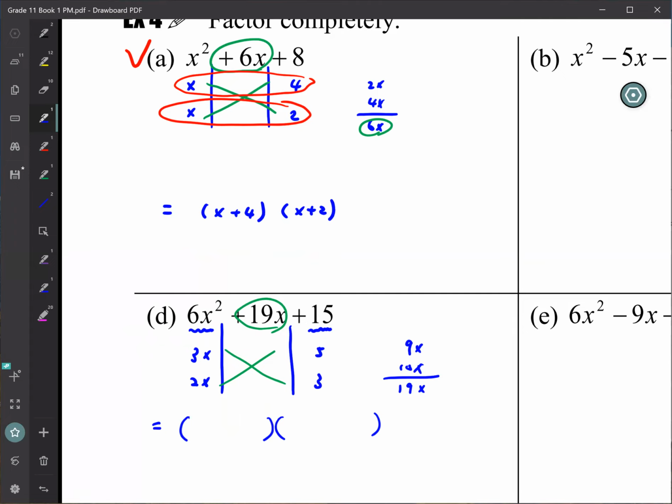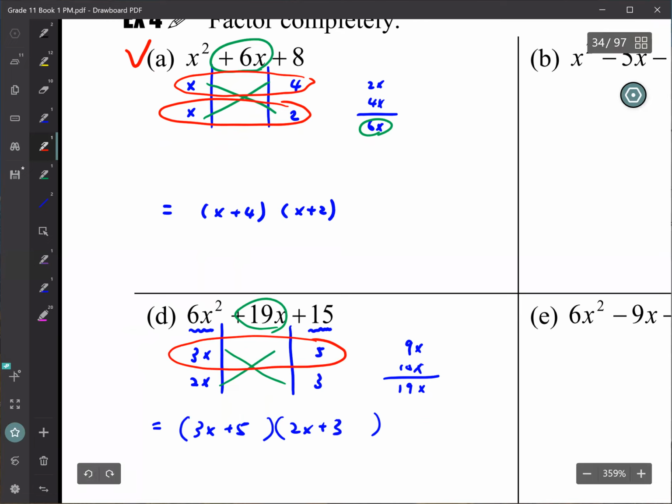3x plus 5, and then 2x plus 3. Yeah, 2x plus 3. So when you write out the answer, remember, do not do cross. You have to go horizontally. First bracket, second bracket, okay? When you write the answer out.